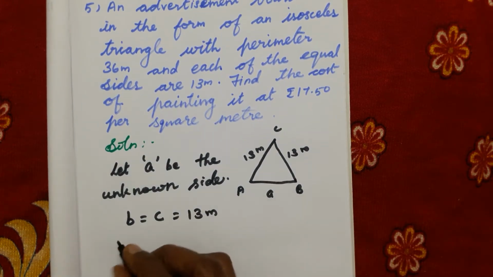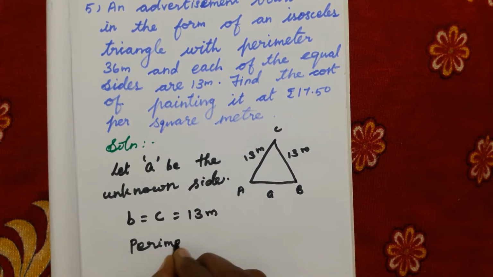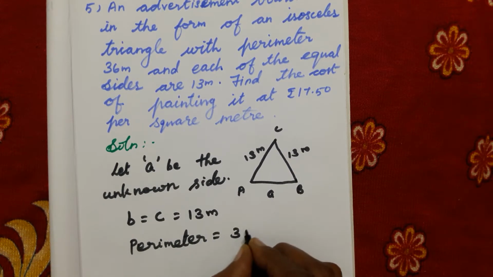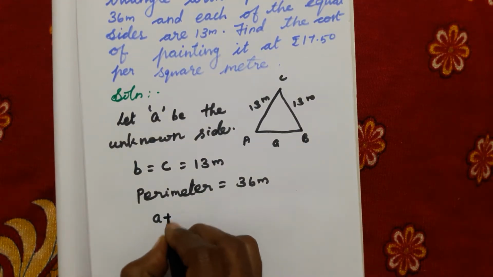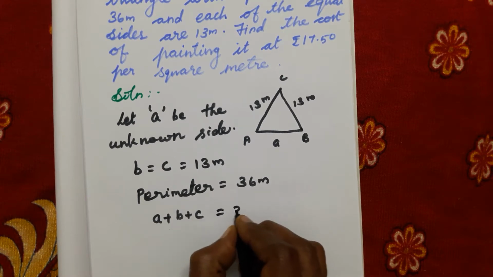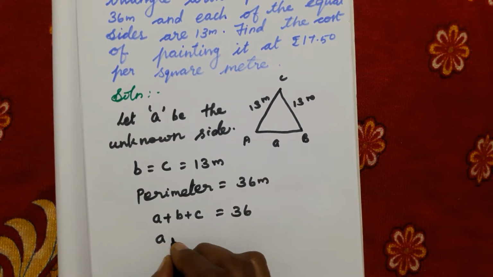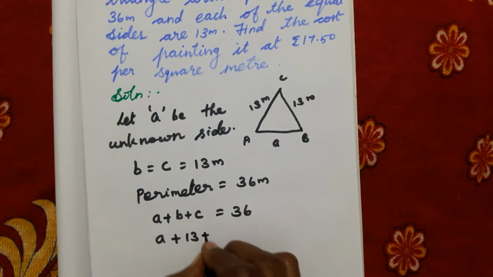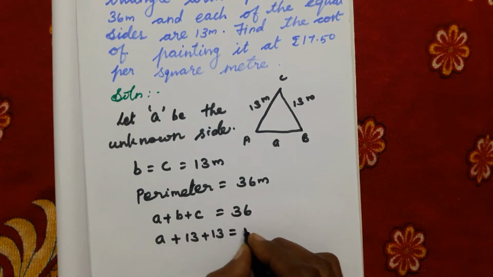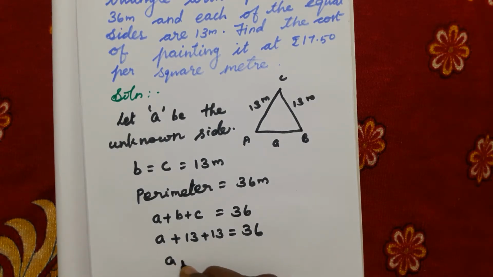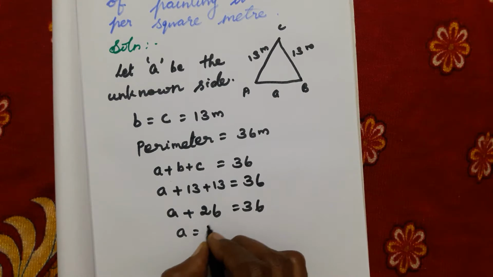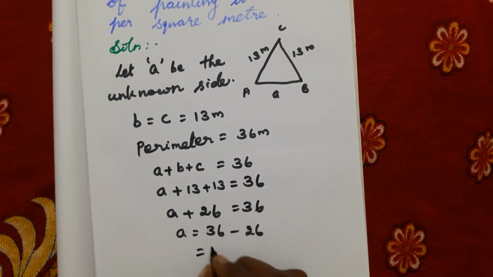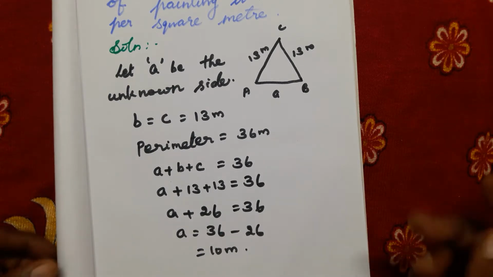First, perimeter is given. Perimeter is equal to 36 meter. Perimeter formula: A plus B plus C is equal to 36. A plus 13 plus 13 is equal to 36. So A plus 13 plus 13, 26, is equal to 36. So A is equal to 36 minus 26 is equal to 10 meter. So one side we got it.